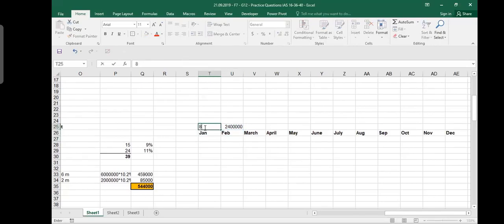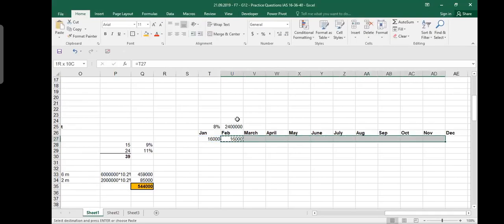So how much am I charging as interest? Let me put it here, 8%. So my interest cost is 2.4 million times 8% divided by 12. This is 1 month of interest. So every month I am paying this much interest. 16,000 is my monthly interest.